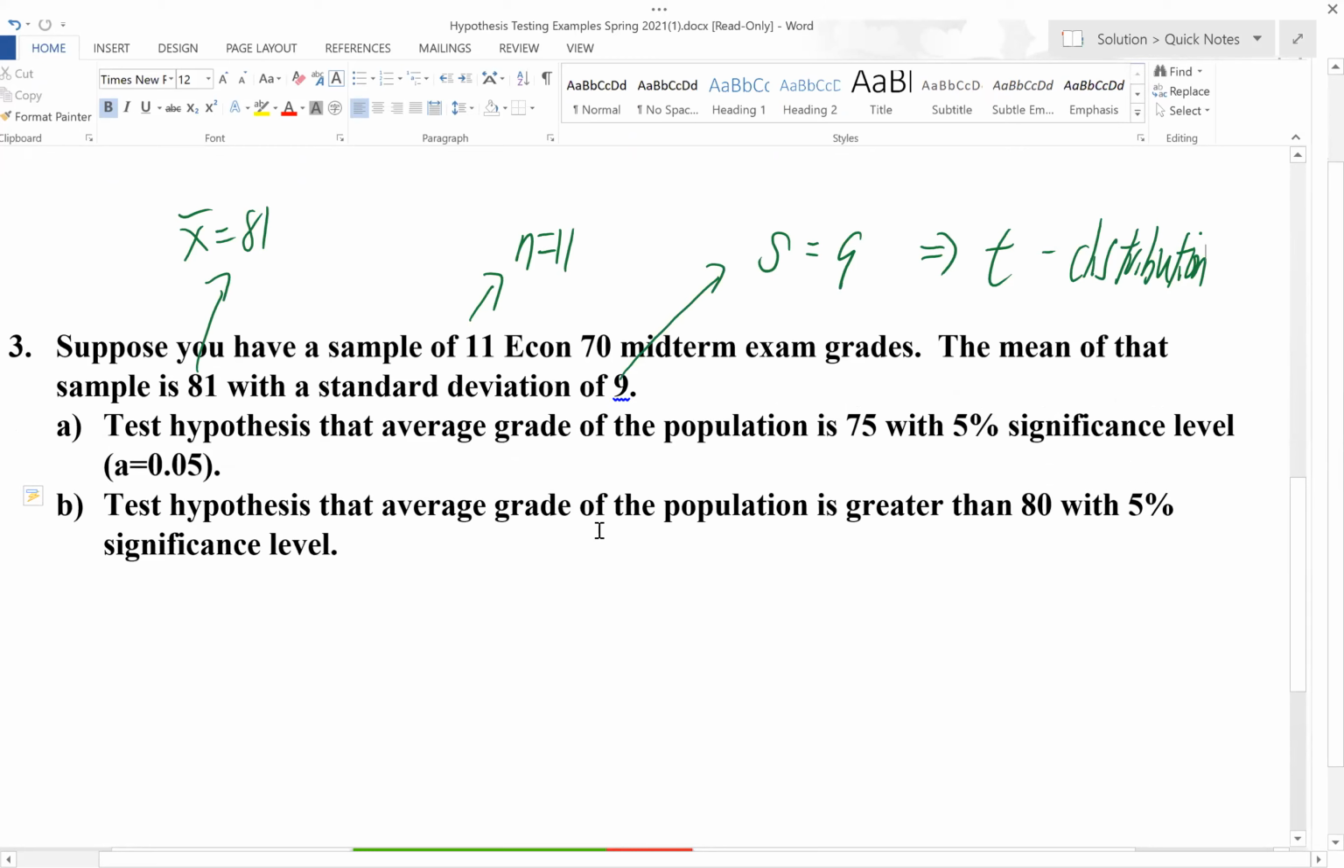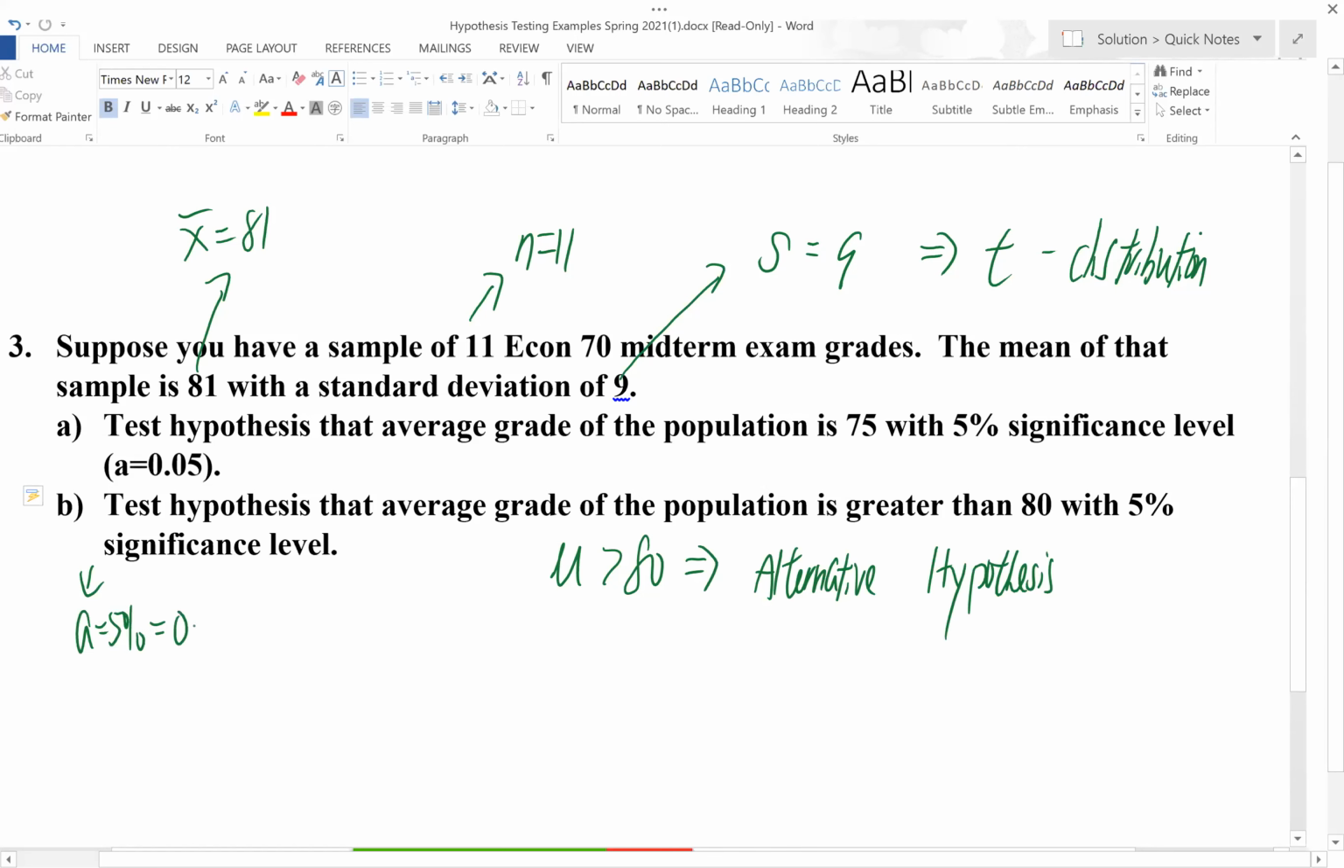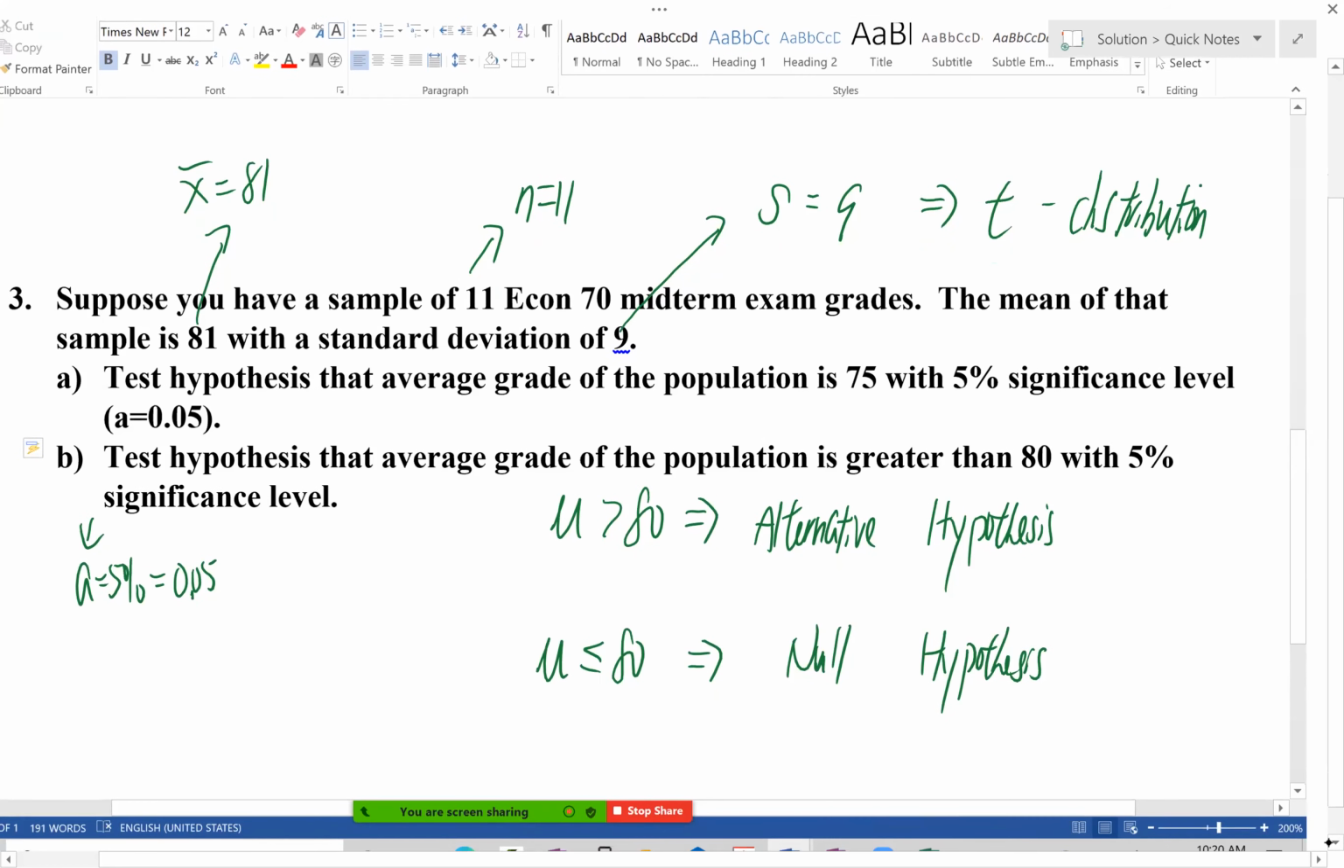The hypothesis to test is that the average grade of the population mean mu is greater than 80. Since there's no equal sign here, we know that this must be the alternative hypothesis. Alpha is given, alpha is 5%, meaning with 95% confidence. So we know the alternate hypothesis, and for the null hypothesis we can do the opposite: mu less than or equal to 80. The null hypothesis must have an equal sign because we need a population mean in the calculation.